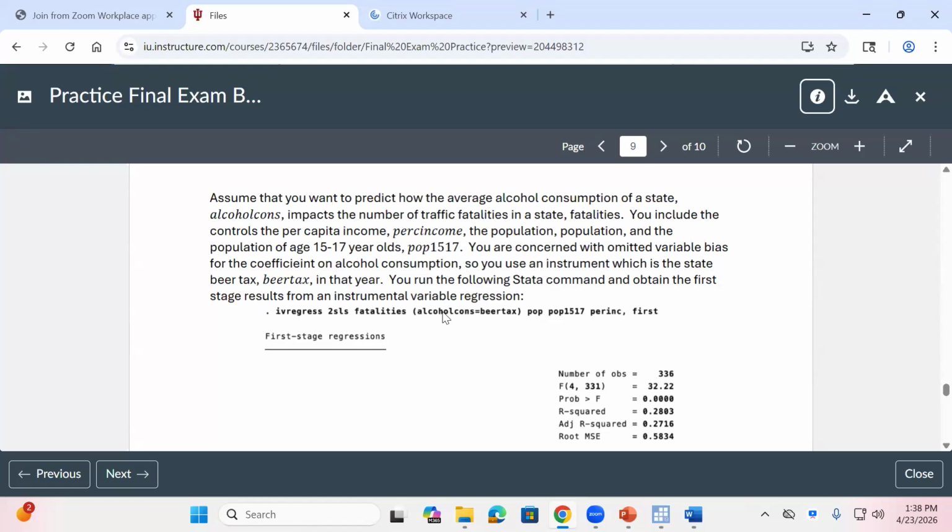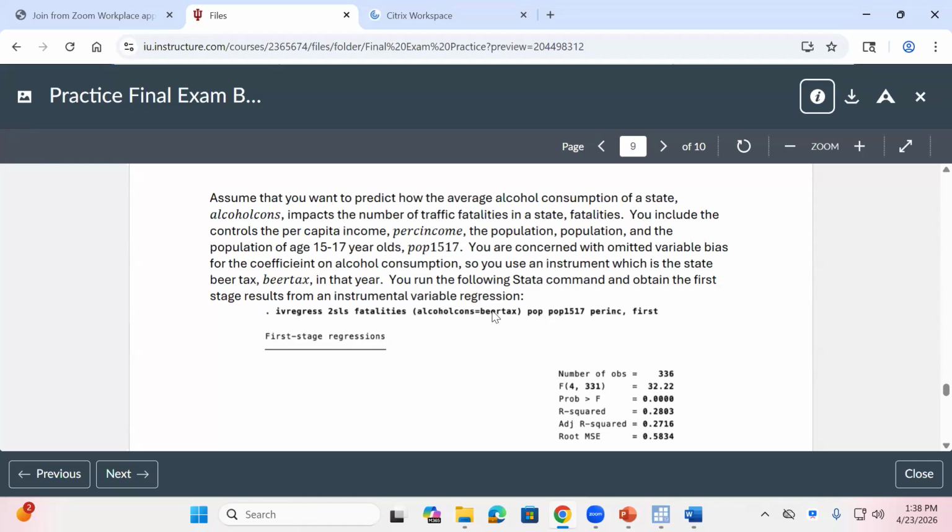That seems reasonable. The only problem is there might be some things that are correlated with both alcohol consumption and whether or not there's traffic fatalities, right? Maybe people with higher income tend to drink less, but they're also more responsible drivers. So they're drinking less and there's fewer traffic fatalities, but it's because their income is higher or something like that, right? So we're concerned with omitted variable bias. And here I've got controls for per capita income. I've got controls for the population, but maybe there's things other than that that matter. So I'm going to use this instrument of beer tax, or an alcohol tax.